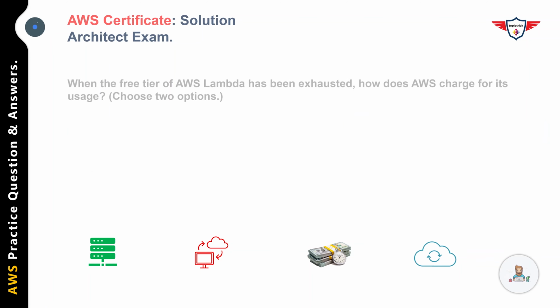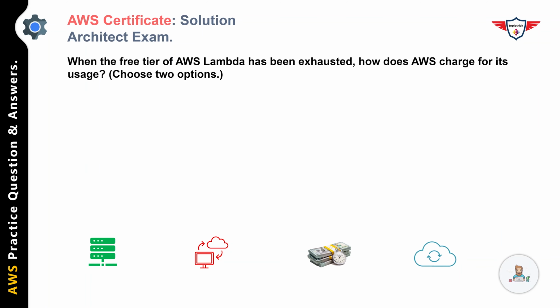When the free tier of AWS Lambda has been exhausted, how does AWS charge for its usage? You have to select two correct answers.